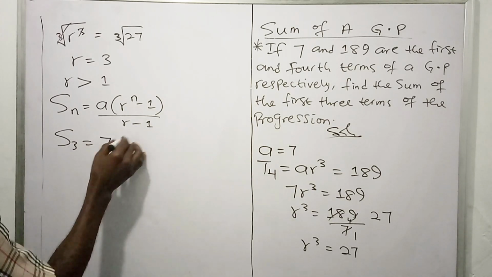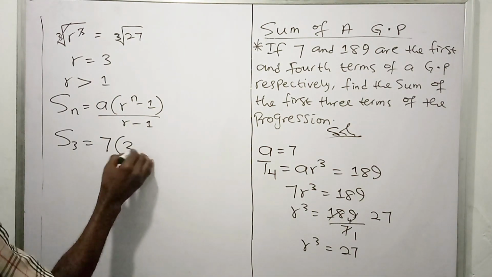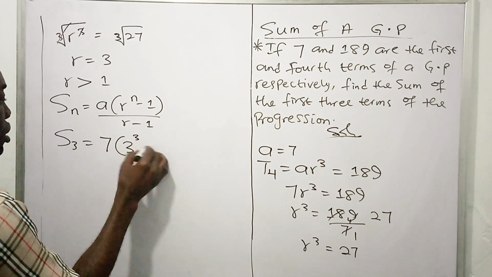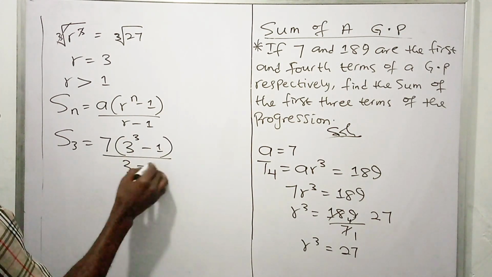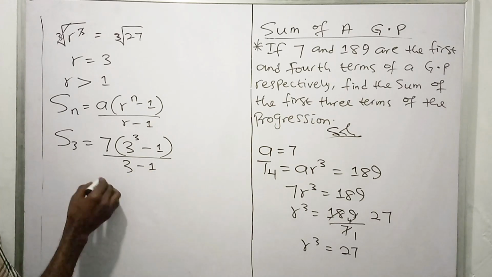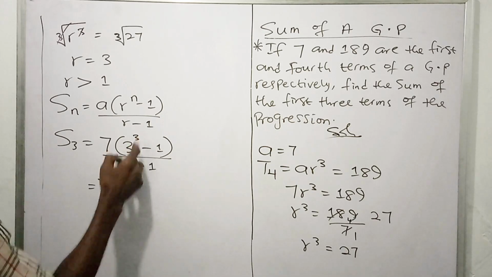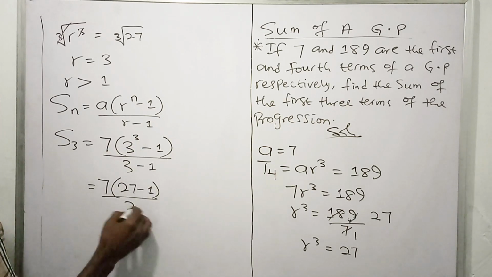So putting that in the right perspective now, S3 becomes: the first term is 7, the value of our common ratio is 3, and we're looking for the sum of the first 3 terms, so the value of n is 3 again. Then minus 1, over the common ratio again, 3 minus 1. So this gives us 7, 3 raised to the power 3, that's 27, minus 1, and our denominator 3 minus 1 is 2.